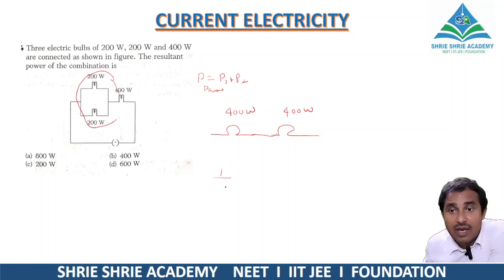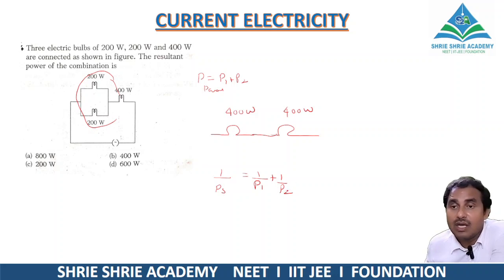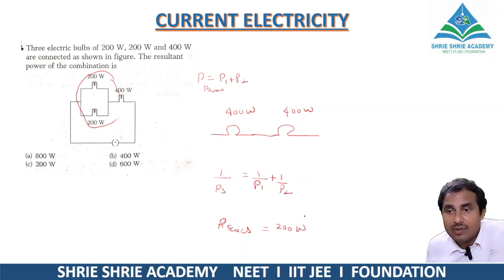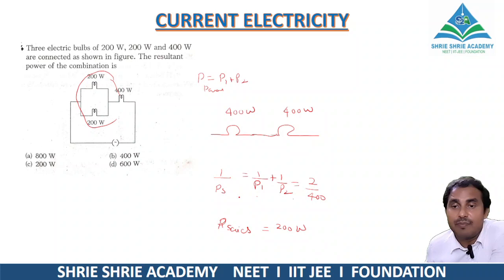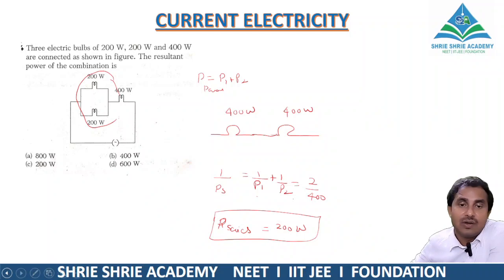Okay, in series connection we have the formula of power in series as 1 by P1 plus 1 by P2, right? So here you will write 1 by 400 plus 1 by 400, 2 by 400, 1 by 200. So the power in series here you are going to get is 200 watt, because 1 by 400 plus 1 by 400 will give you 2 by 400, right? That is nothing but 1 by 200. So 1 by power in series is 1 by 200. This power in series is 200 watt. Directly we can find out using the formula.